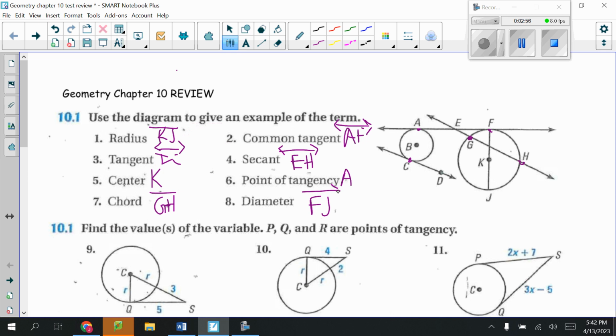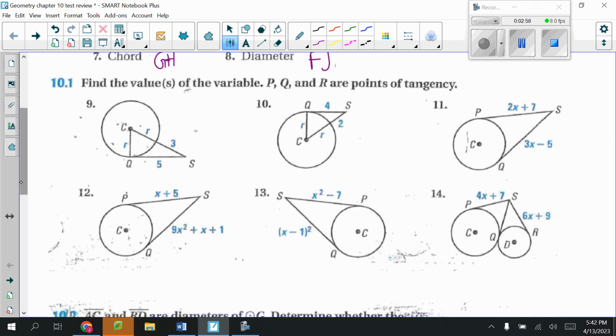All right, so then the next thing that we talked about in section 10.1 was finding the value of the variables when P, Q, and R are points of tangency. And remember that if it is a point of tangency, they're telling me that at that point, I know that I have a right angle. So if we look at number 9 here, I know that Q is my right angle because that's my point of tangency. And then these are just all doing Pythagorean theorem.